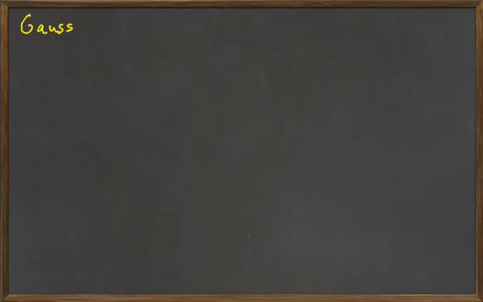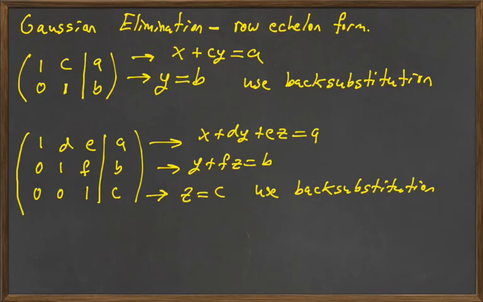So with Gaussian elimination, we're going to put it in row echelon form. There's also something called reduced row echelon form. So you might see some videos for Gauss-Jordan elimination, which goes a little bit further. We'll use Gauss-Jordan elimination for finding the inverse matrix of a 3 by 3 matrix.